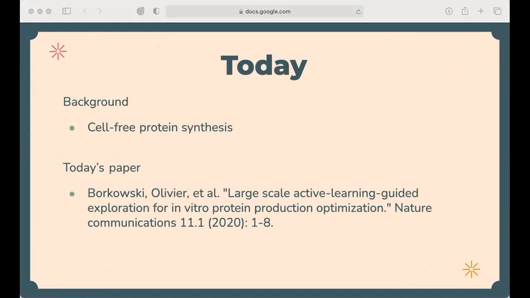Here is a brief outline for today. First, we'll go over some backgrounds of cell-free protein synthesis. Next, we will discuss today's paper, Large-Scale Active Learning Guided Exploration for In Vitro Protein Production Optimization.